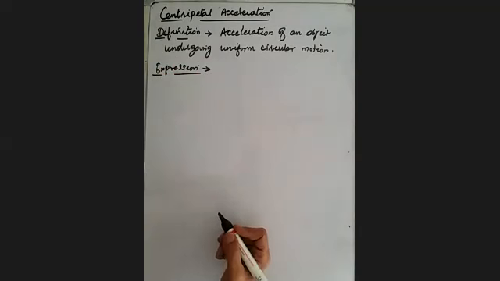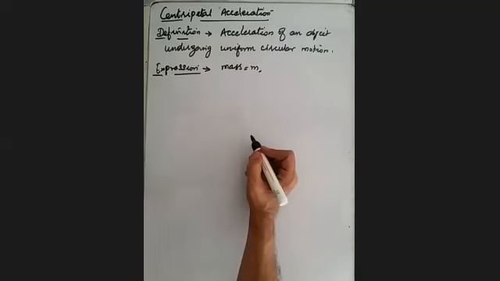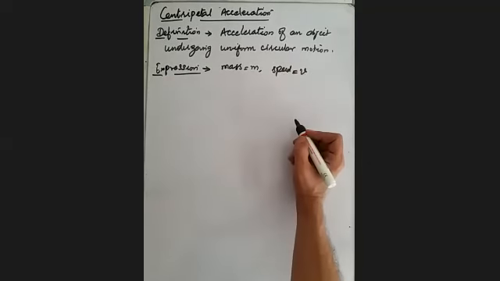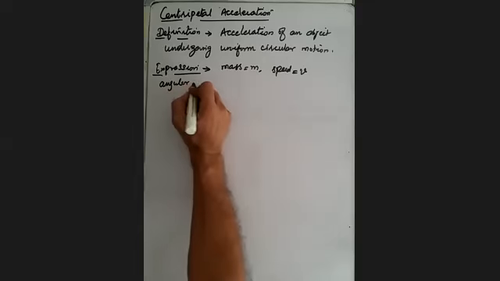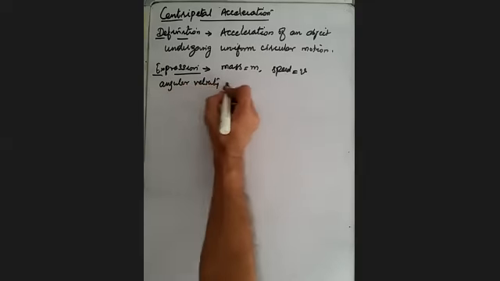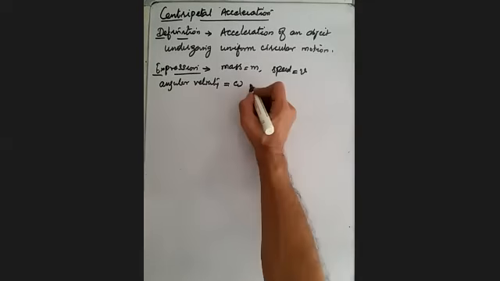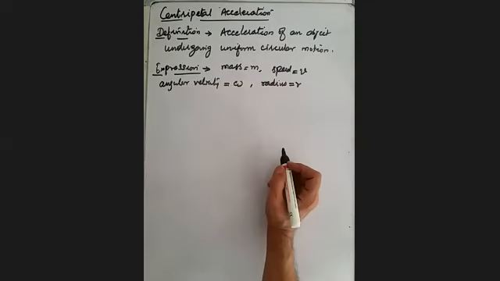Now the expression for centripetal acceleration. Let us consider a particle of mass m. It is moving with a constant speed, let us say v, and its angular velocity is uniform, say omega. It is moving on a circular path, and the radius of the path is r, and the center suppose is O.